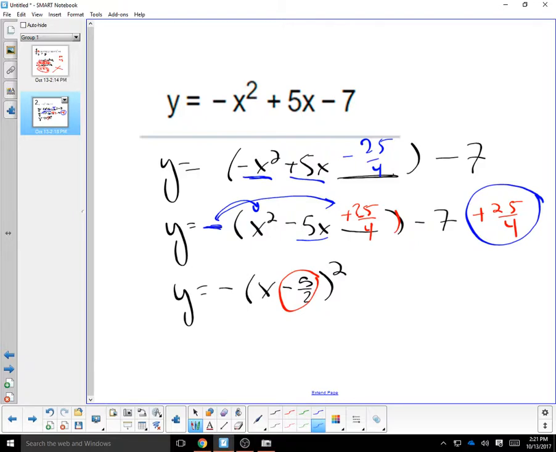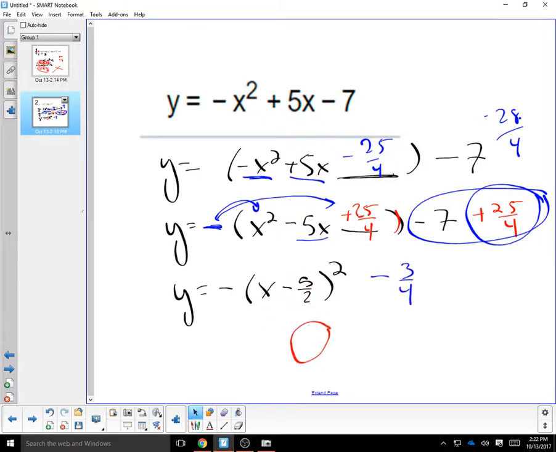Go ahead. What are you going to do with the 25? You can see that 7. Yeah, these two? Now we just have to combine them. So what is negative 7 with the denominator 4? Negative 28/4. So negative 28 plus 25 is going to be what, negative 3? So there it is right there, guys. There's the equation in vertex form.